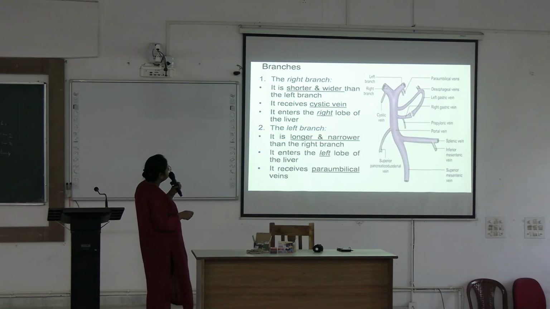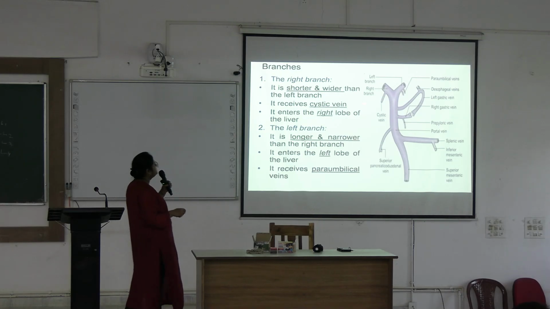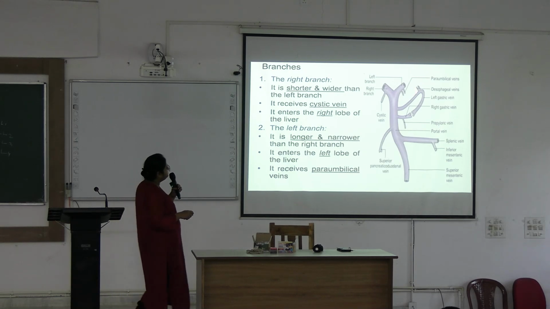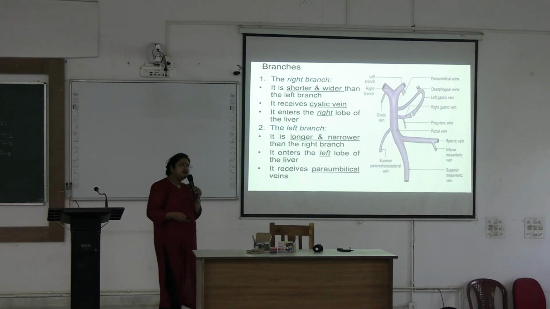The right branch. Right branch is shorter and wider than the left branch, and it receives the cystic vein. This one is cystic vein, and it enters the right lobe of the liver. And the left branch, this is left branch, it is longer and narrower than the right branch, and it enters the left lobe of the liver, and it receives the paraumbilical veins. See, these are the paraumbilical veins. It is going towards the umbilicus.